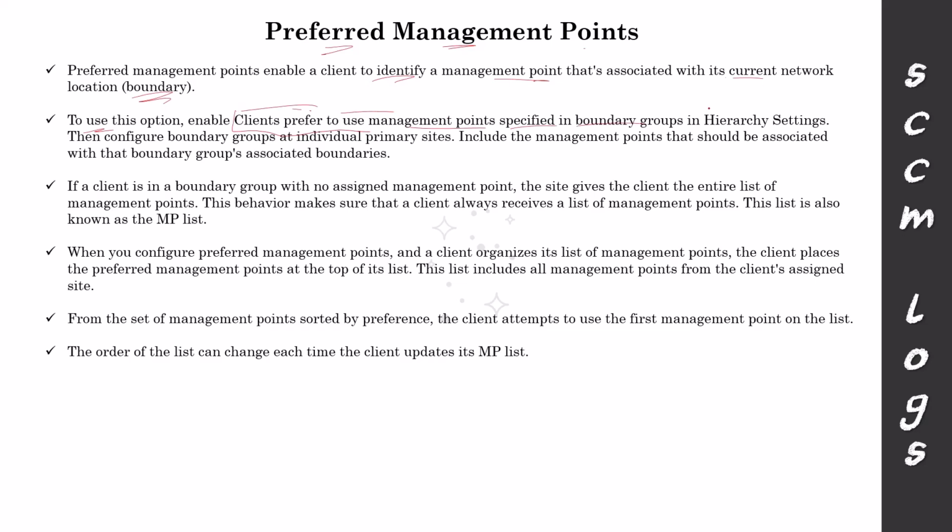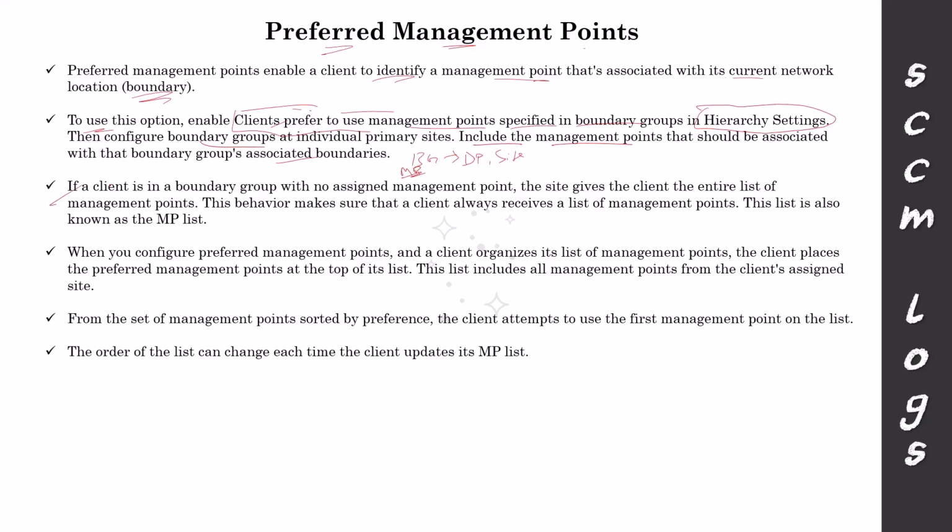This setting is available in the hierarchy settings, so we need to enable this option. Then we can configure the boundary groups and add the management points to them. For example, for the boundary groups we are including the DPs on the site system. Like that, we can include the MP as well. Once you enable this option, it is good to include the MP.